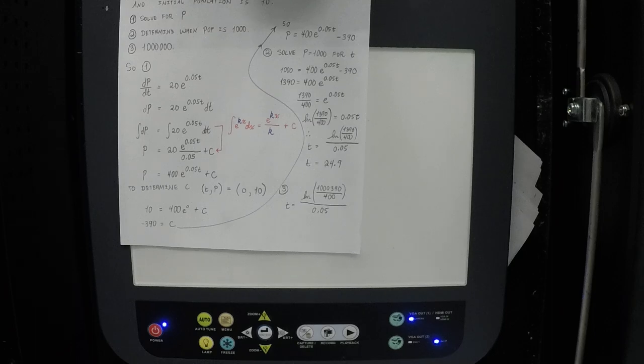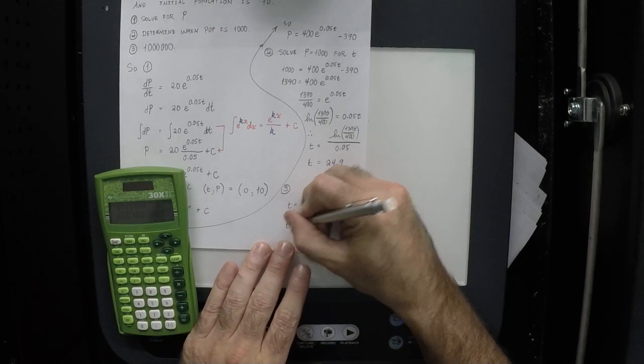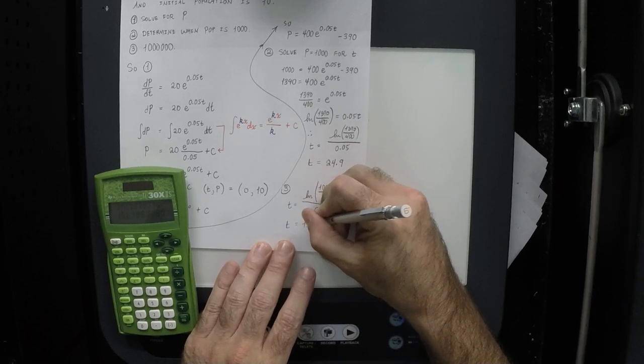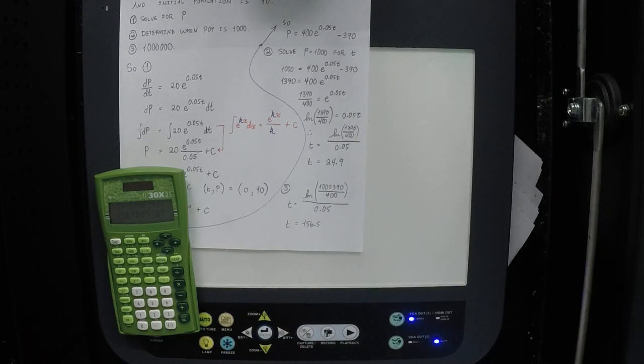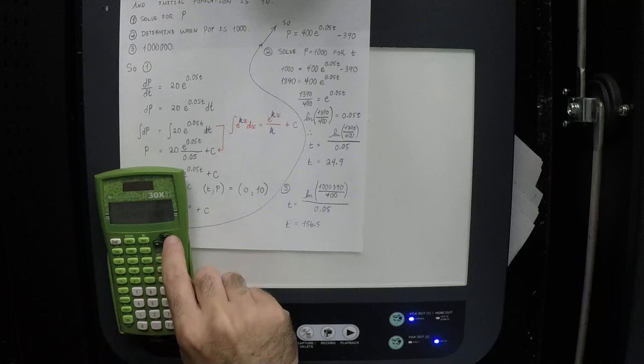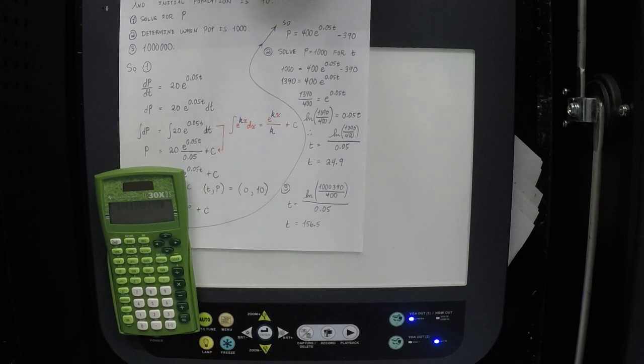So if this really is months, and it really does take 24.9 months to get to 1,000, how long will it take to get to 1,000,000? Anyone care to guess? It'll take like 240 months or something like that? 10 years? If it took 2 years to get to 1,000, how long will it take to get to 1,000,000? My calculator says 156 and a half months. So it would take about 13 years to get to 1,000,000.